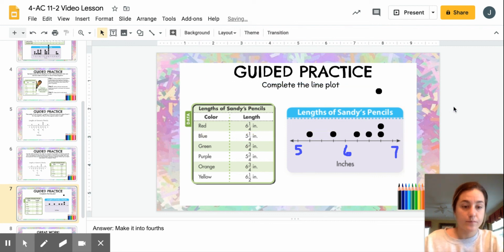So there is my line plot, and I have 1, 2, 3, 4, 5, 6 different measurements. I want to make sure. And again, it was divided into fourths, and I didn't need to write all the fractions because I know how to count by fourths.